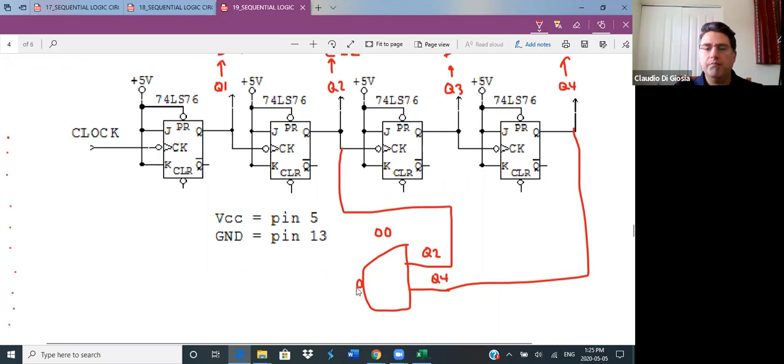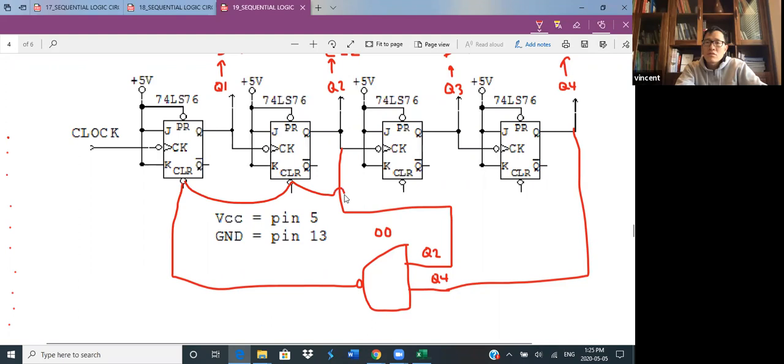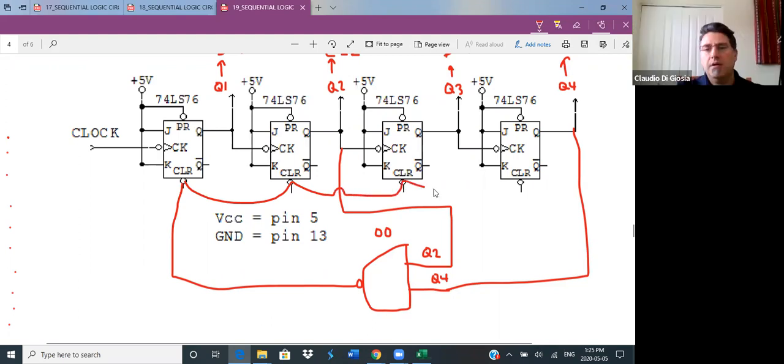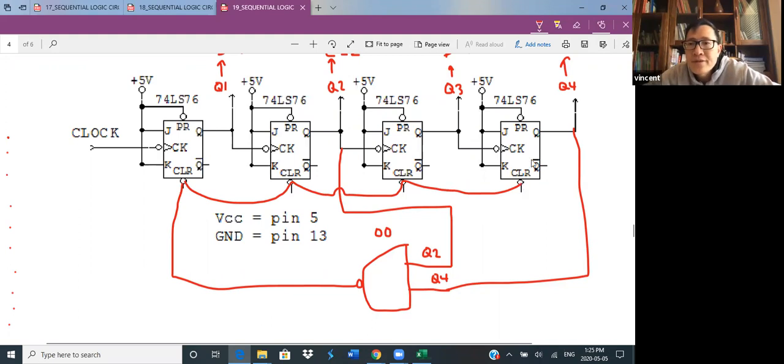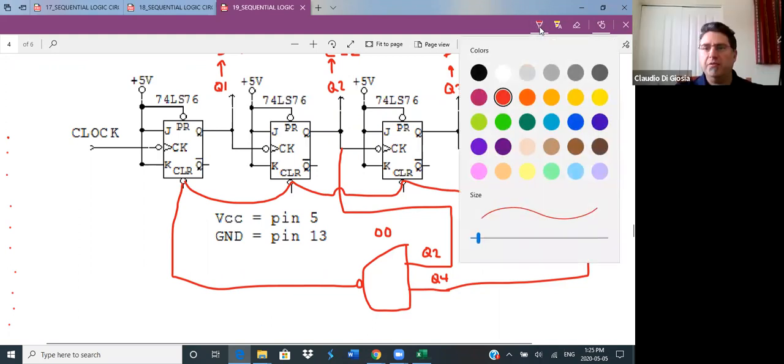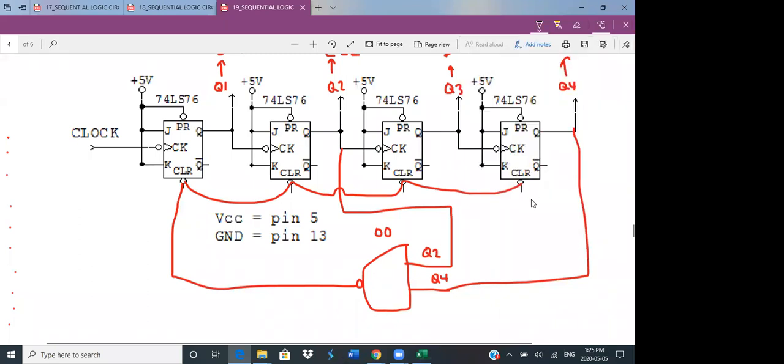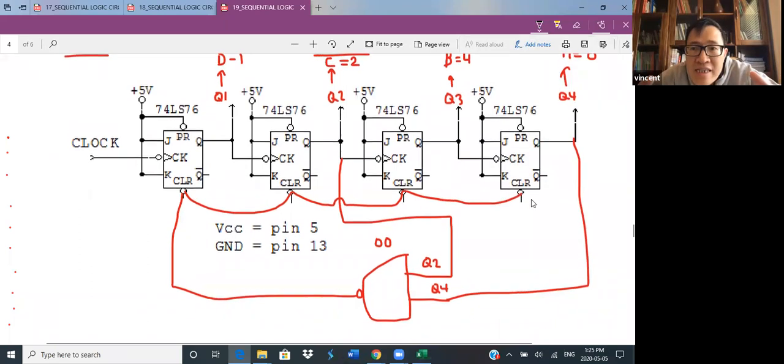And from here, the output, I'm going to jump into clear. Okay, that means you understand. I don't have to explain anymore. Everything's good. And please show all the diagram.